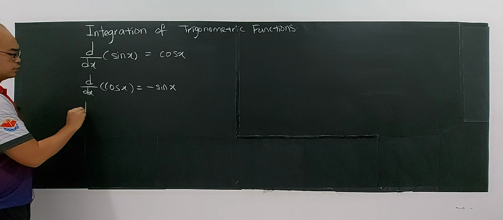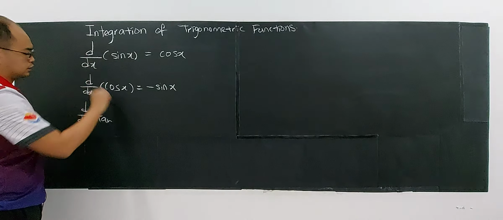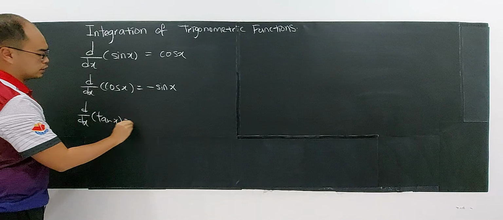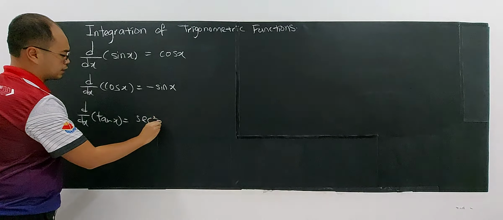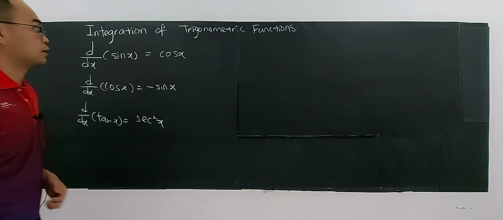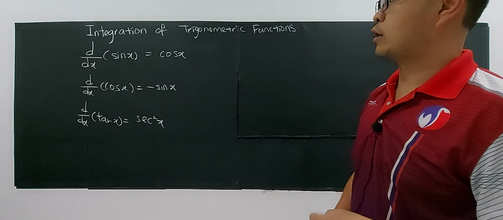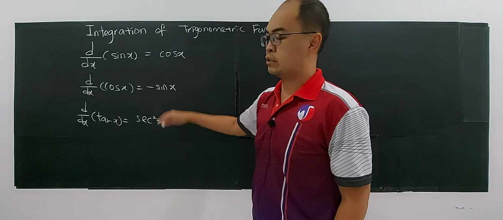If you differentiate tangent x, you get secant square x. So I just talked about these three basic integrations. There are three more, but in this video, I'm going to talk about these three types.